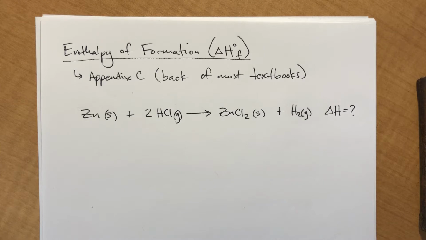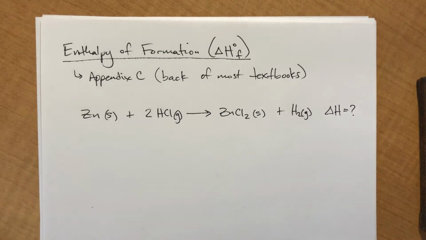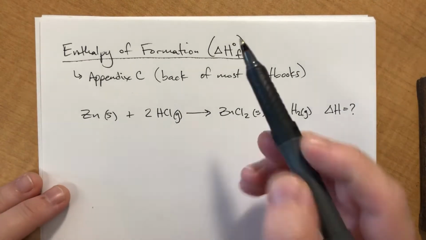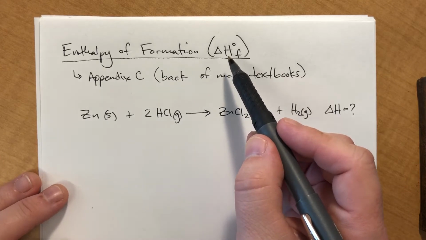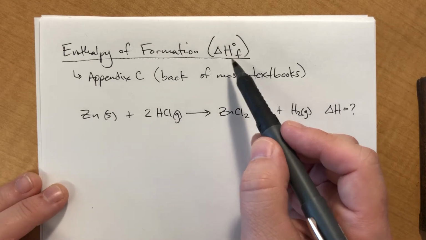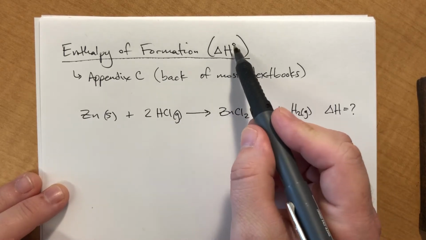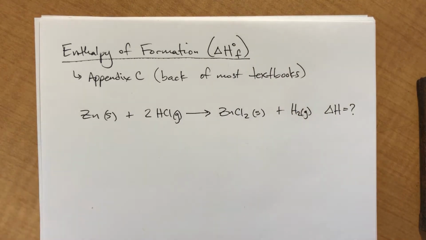Okay, to do this, we're going to use Appendix C, which I will put on OnCourse, but in most textbooks, in the appendix in the back, Appendix C is always the one for enthalpies of formation. This is delta H for reactions that are basically how much energy it would take to form this from pure elements, not from other compounds. That's what the F stands for, formation. This stands for standard conditions, so basically this would be at like 298 Kelvin or 25 degrees Celsius.